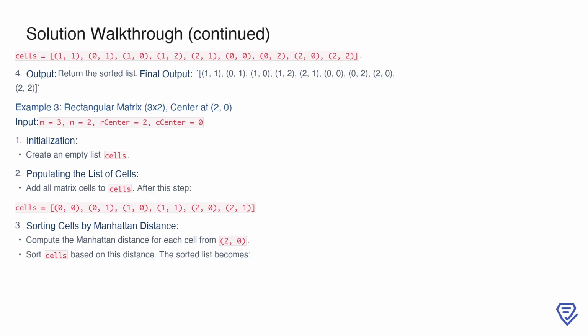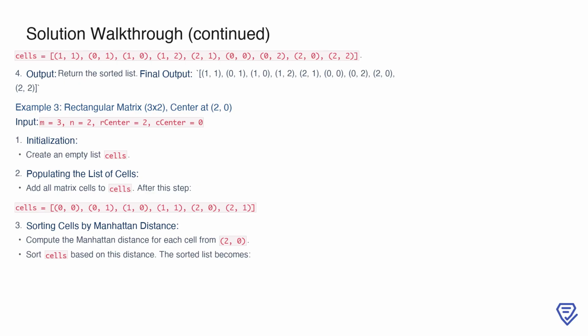Now, let's look at a rectangular matrix example. Suppose we have a matrix with dimensions 3x2 and the center is at 2, 0. As before, we begin by initializing an empty list cells and populating it with all the coordinates of the matrix. After adding all the cells, the list becomes 0,0; 0,1; 1,0; 1,1; 2,0; 2,1.